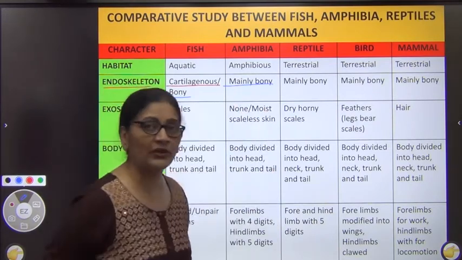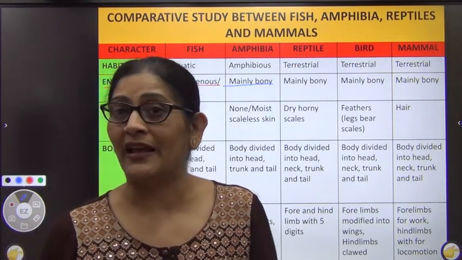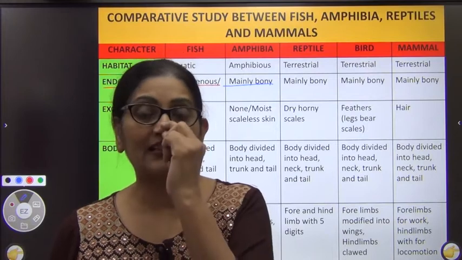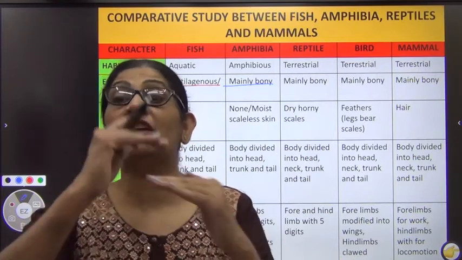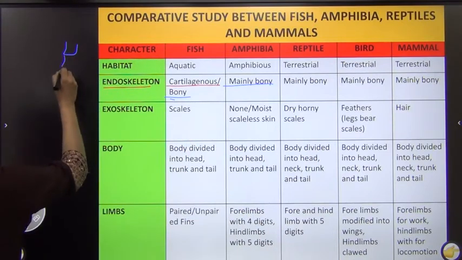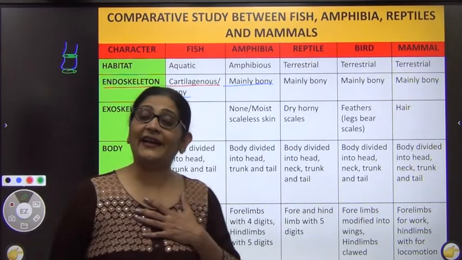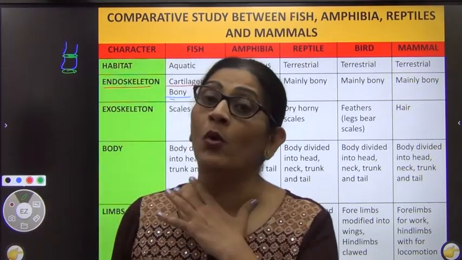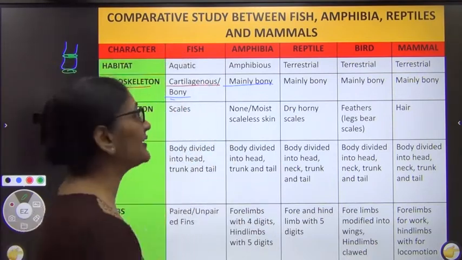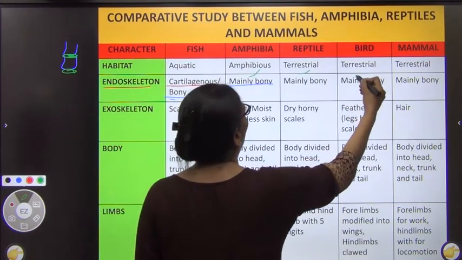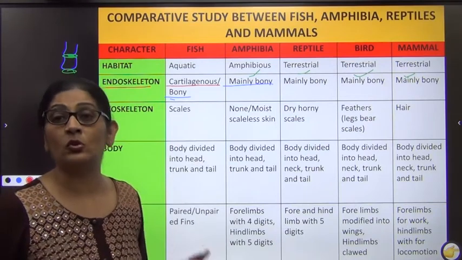Amphibia maybe it is mainly bony, and all of us. Why I am saying mainly bony? You will say, ma'am, our endoskeleton is made of bone only, but at some places we have cartilage. Like at the tip of the nose you have cartilage, in the ear you have cartilage, and there is cartilage at the intervertebral disc, between two vertebrae. So though our endoskeleton is made up of bone, our limbs and ribs are bones, at some places cartilage may be present, so we call it mainly bony. That means cartilage may be present here and there, okay?